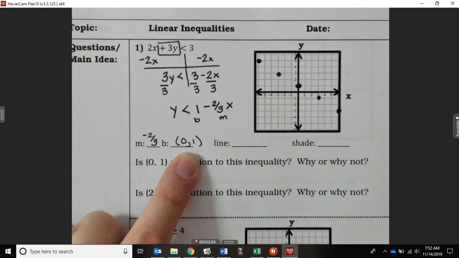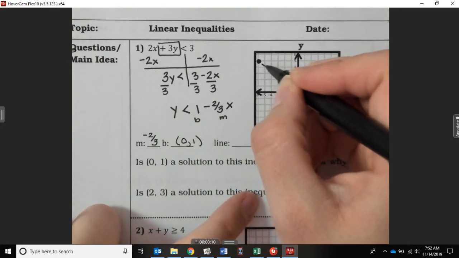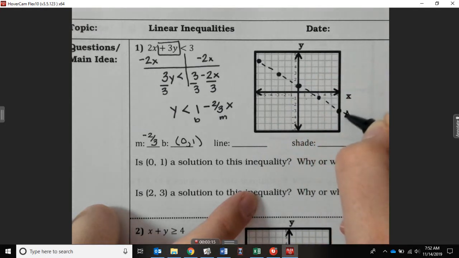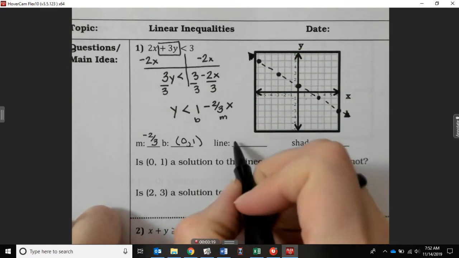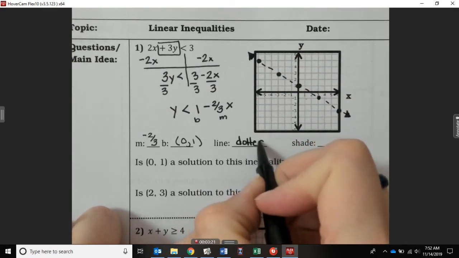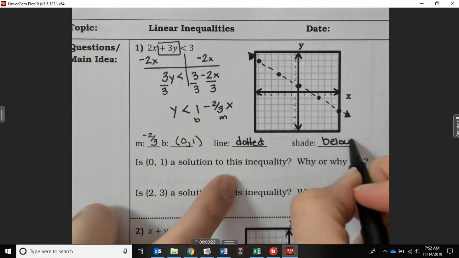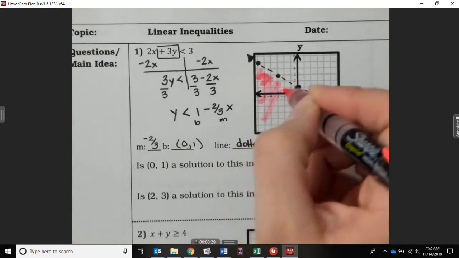Okay. And if I look at this symbol, it is less than, and if I look at my chart, less than says it's a dotted line. And we still draw arrows. So my line is dotted. And we shade, since it's less than, we shade below the line. So I would take a highlighter and I'm going to shade everything below this line.